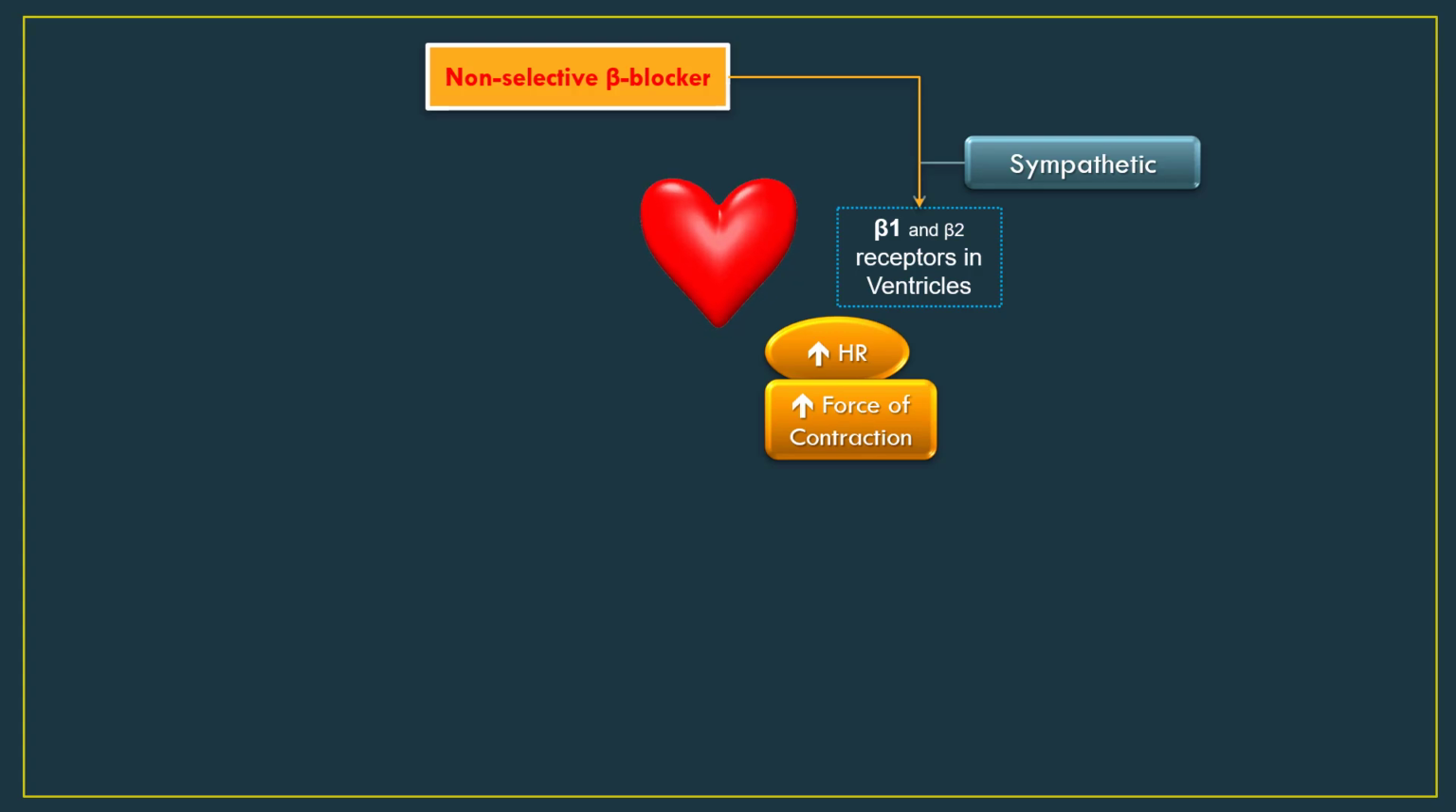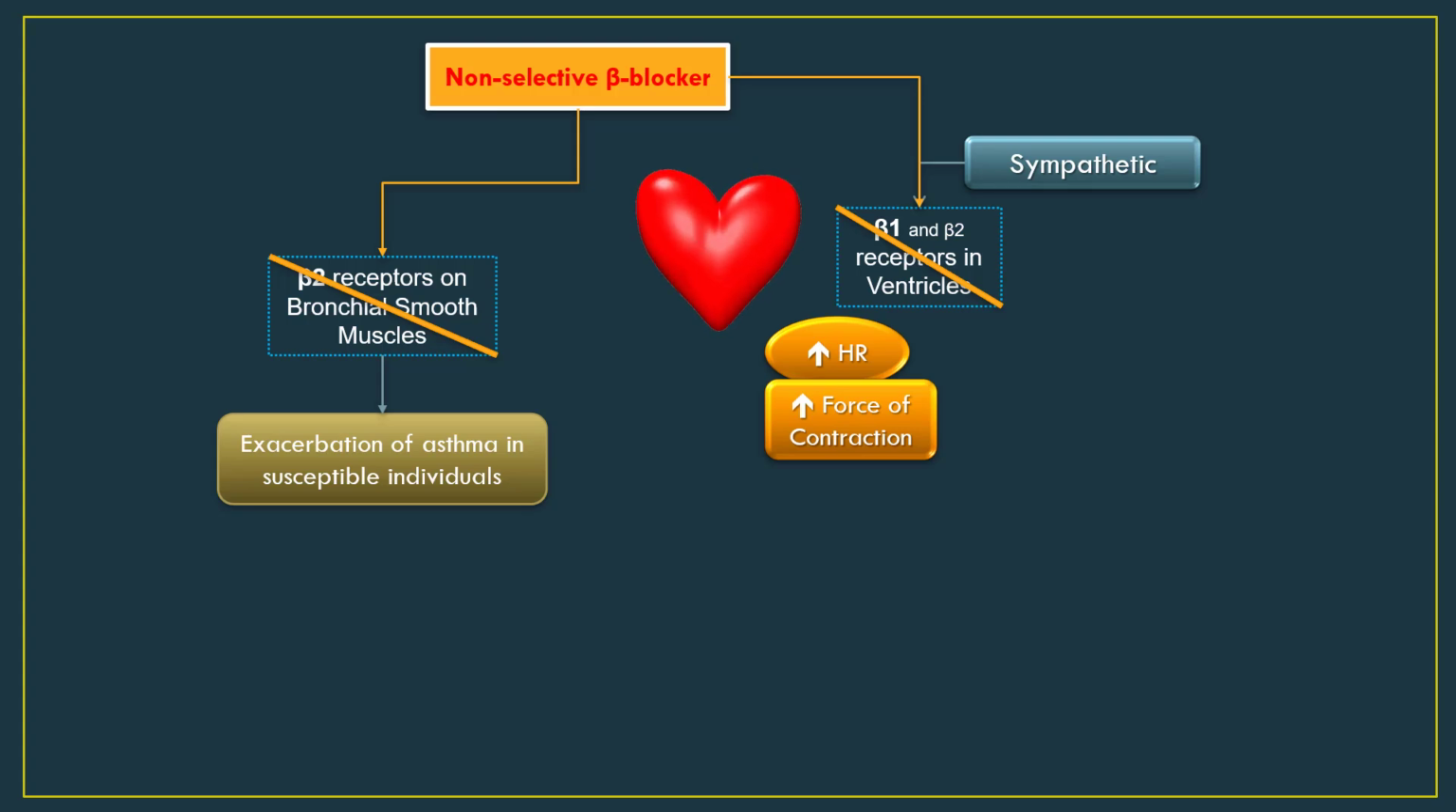But there's a problem. The problem is there are also beta 2 receptors on bronchial smooth muscles. And the effect of these receptors is to cause smooth muscle relaxation and bronchodilation. If you give a non-selective beta blocker to a patient who has a history of asthma or is susceptible to developing asthma, what will happen? The non-selective beta blocker will block both beta 1 and beta 2, heart rate comes down, but at the same time, there is exacerbation of asthma because there will be bronchoconstriction.